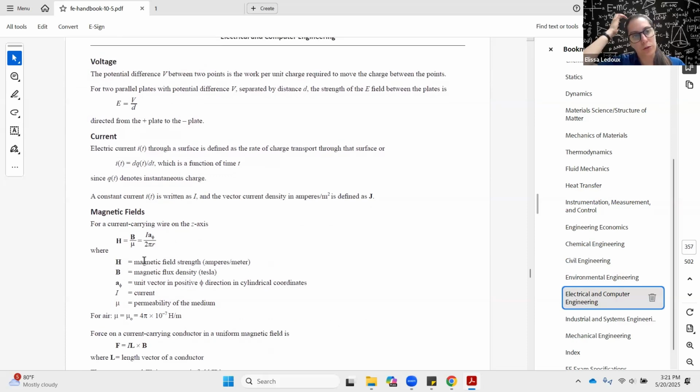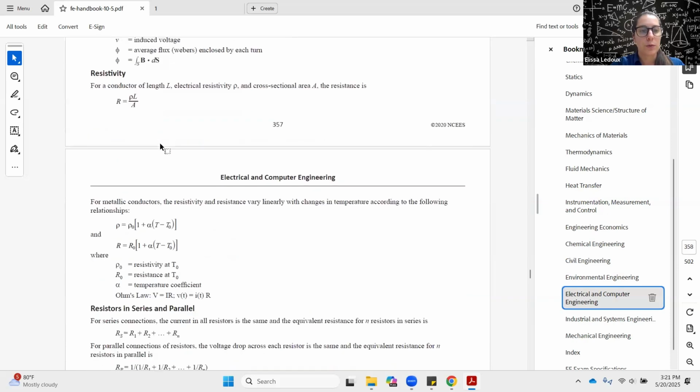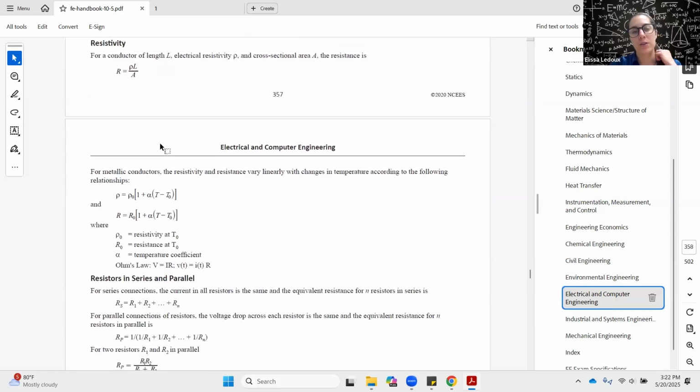But here is where it gets real. So voltage, know the voltage and know how to get current. And then magnetic fields, probably won't ask you much about that. Induced voltage, probably not. Resistivity, this is an important one to know. The resistivity, for which we use rho as the symbol, is not density here, it's resistivity. So this is electrical resistivity, which basically shows how likely or unlikely something is to be a conductor. So if something has a high electrical resistivity, do not use it for a wire. It's not going to conduct well, but it will have a lot of resistance.